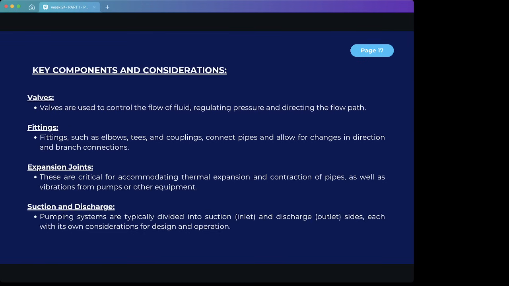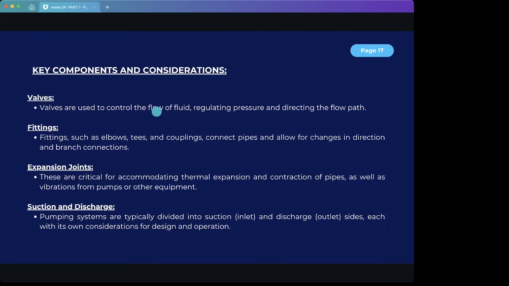So here are the other components and considerations. We have the valves. Valves are used to control the flow of the fluid, regulating the pressure and directing the flow path.